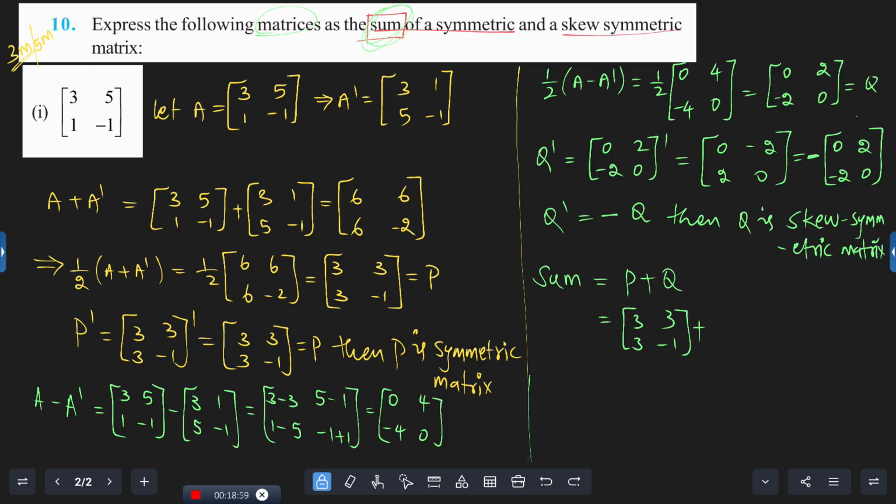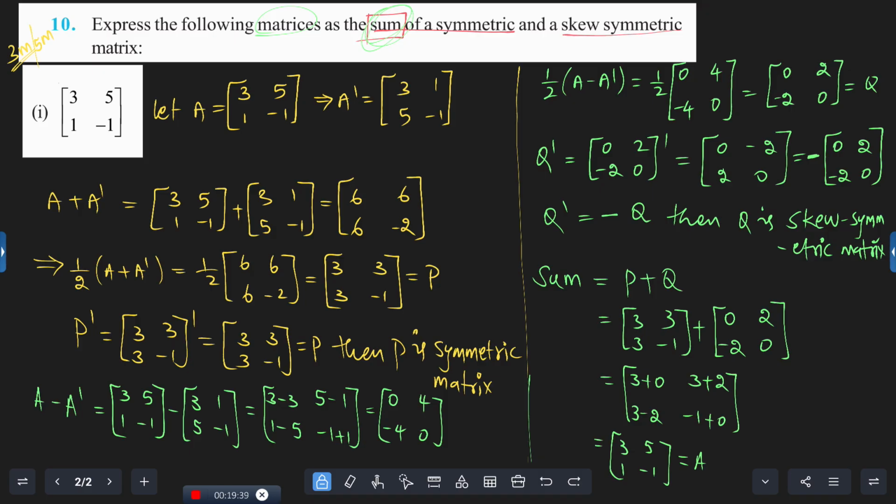What about Q? Q here is 0, 2, minus 2, 0. If I add them, I want to get the question. If you get the question, we have done a correct job. So 3 plus 0, 3 plus 2, 3 minus 2, minus 1 plus 0. When I add, what am I getting? 3, 5, 1, minus 1. Is this my question? Yes. Then we got the correct answer.